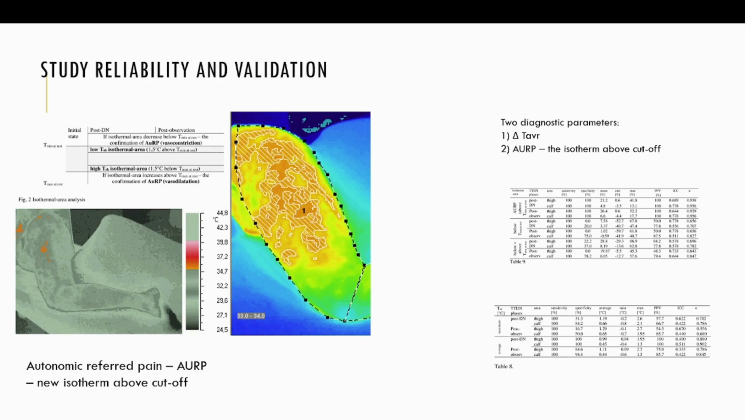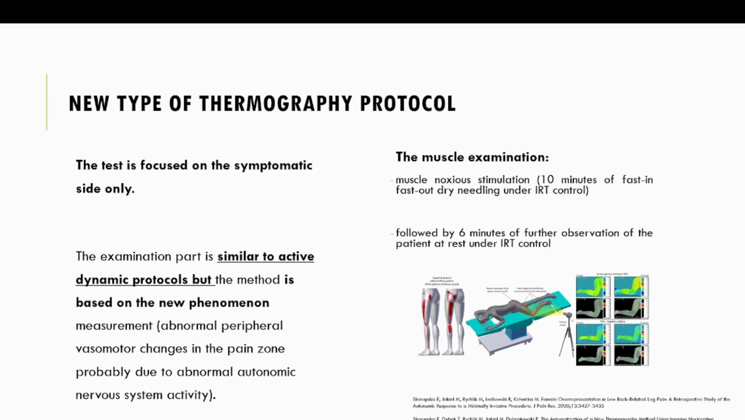Our diagnostic protocol undergoes a process of validation and reliability, which is essential for ensuring its effectiveness. The muscle examination is based on noxious stimulation, 10 minutes of fast-in, fast-out dry needling, followed by 6 minutes of further observation of the patient at rest under infrared thermal camera control to detect the expected vasomotor response coincident with the referred pain zone in the examined muscle.